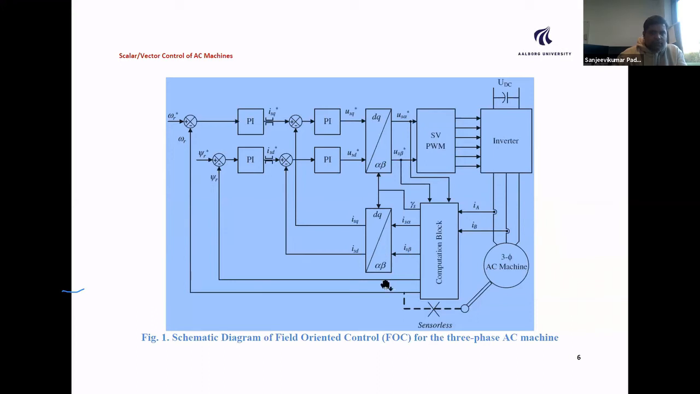Then we are going to use again a Park transformation. These AC quantities will be converted into DC. So both are the same. The only difference is that here you are going to have AC components, and here you are going to have DC components.